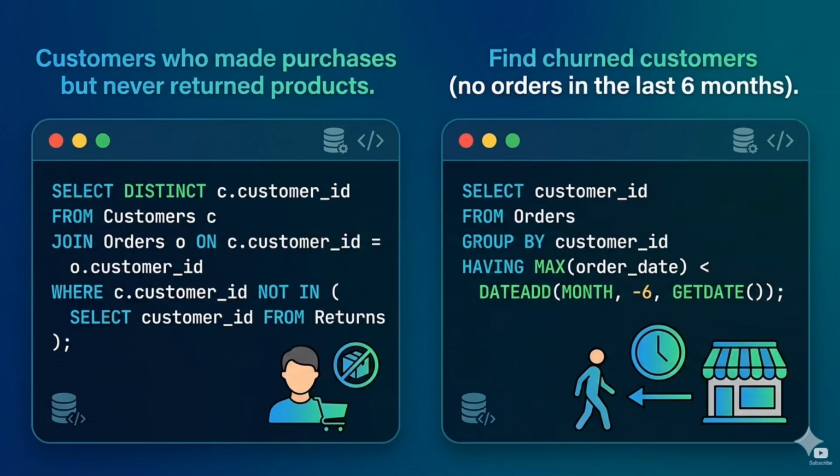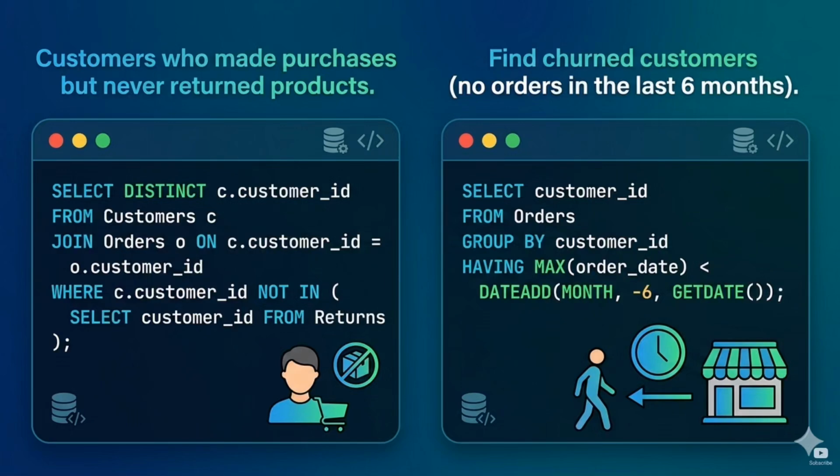Question 6. How do you find churned customers with no orders in the last 6 months? A crucial business metric for understanding customer disengagement. SQL: SELECT customer_ID FROM orders GROUP BY customer_ID HAVING MAX(order_date) < DATEADD(month, -6, GETDATE()).